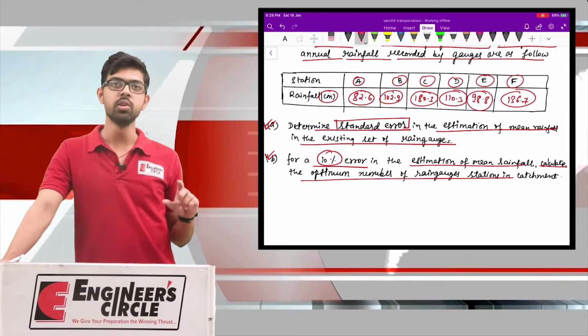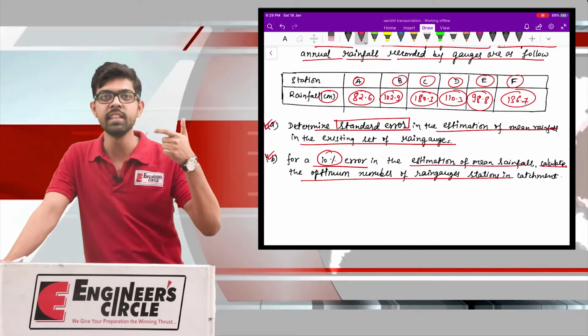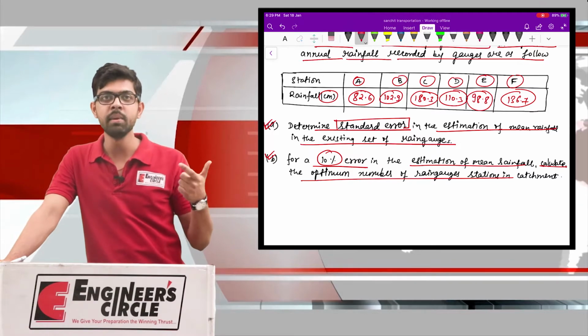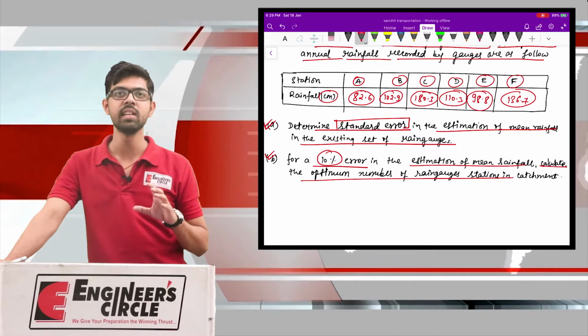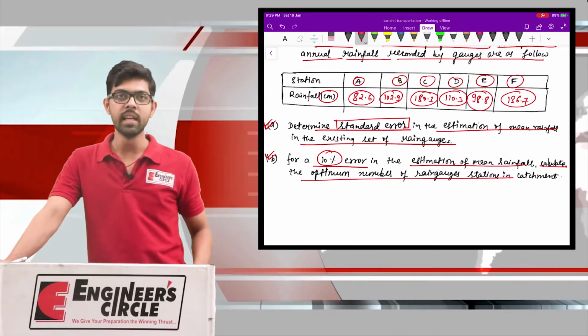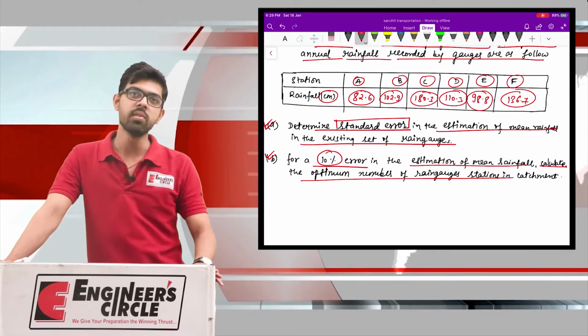In the second part, you are required to compute the optimum number of rain gauge stations, which can be greater than these 6 stations or lesser than 6. That we will come to know after the calculation. But here the standard error is given, and you need to calculate the total number of rain gauge stations.